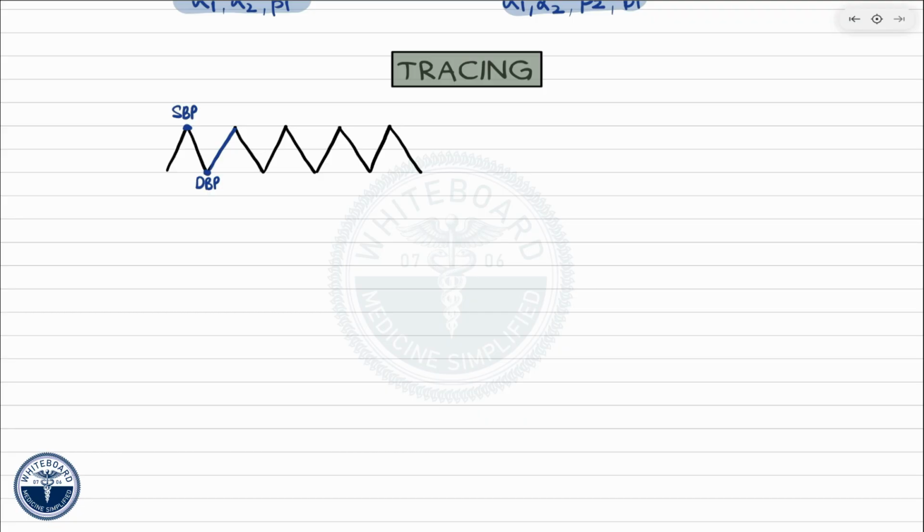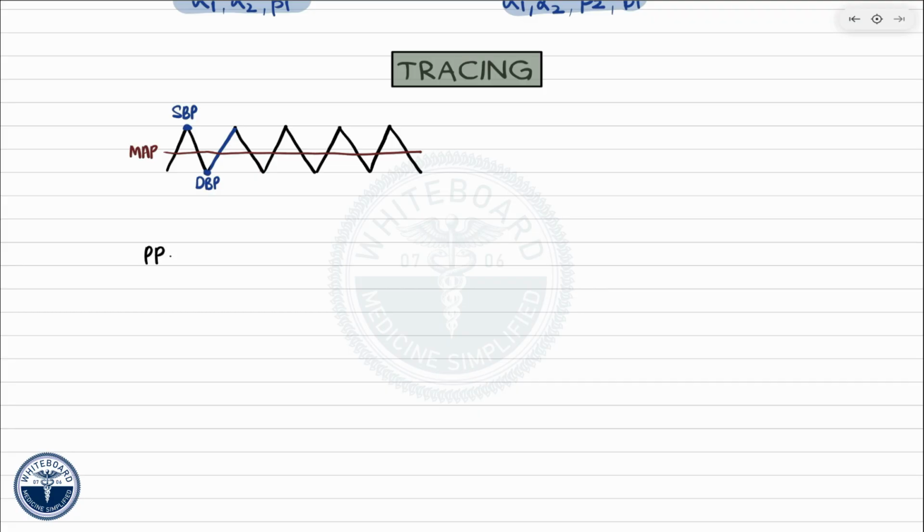Now between systolic and diastolic pressure lies another very important parameter called the mean arterial pressure, or MAP. Think of MAP as the average pressure in the arteries throughout the cardiac cycle. On the tracing, it is not located at the midpoint between systolic and diastolic pressure. Instead, it lies closer to the diastolic pressure because the heart spends more time in diastole than in systole.